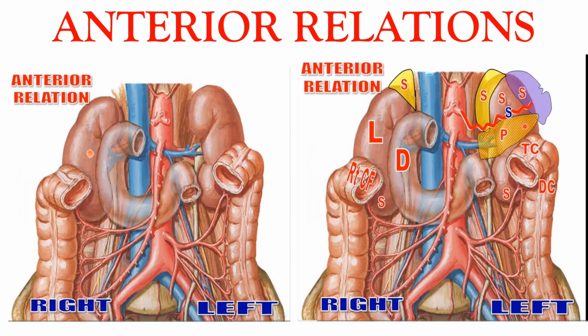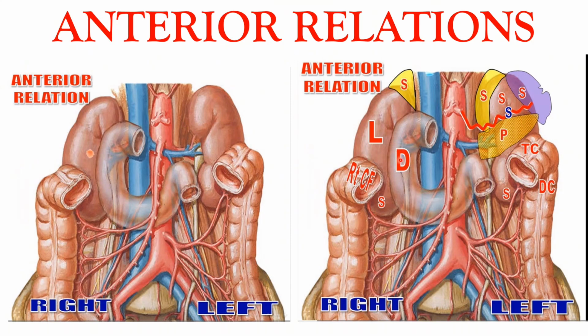Okay, this is the transverse colon. It has been cut so that we can see the structures here. So this is the transverse colon, this is the descending colon. Now when we come to the right kidney, this is the right kidney. Upper medial, we have the right suprarenal gland. Then when you come to the hilum of the right kidney, we can find the second part of the duodenum.